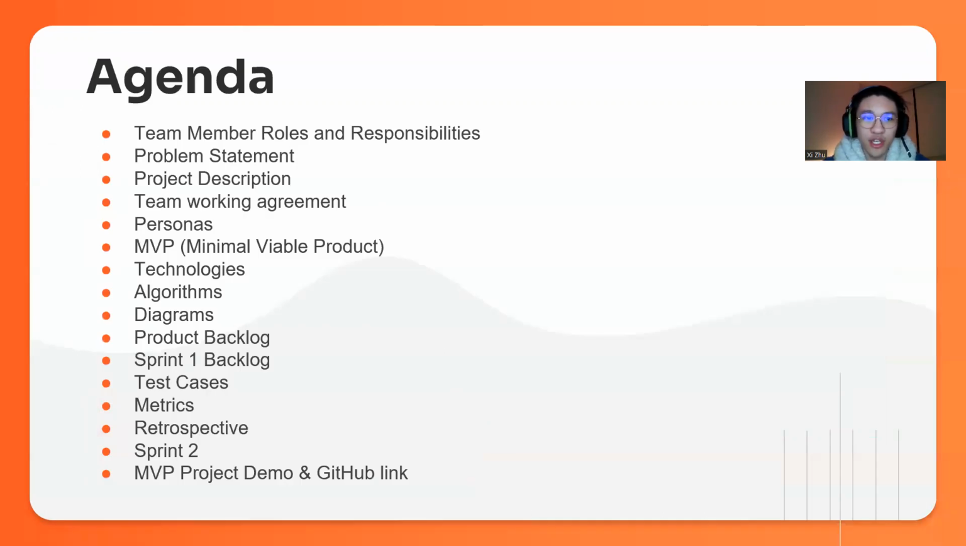Here is the agenda. The agenda mainly includes team member roles and responsibility, problem statement, project description, teamwork and agreement, personas, MVP, technical tools, algorithms, diagrams, a product backlog, sprint one backlog, test cases, matrix, retrospective, sprint two, and MVP project demo with GitHub link.